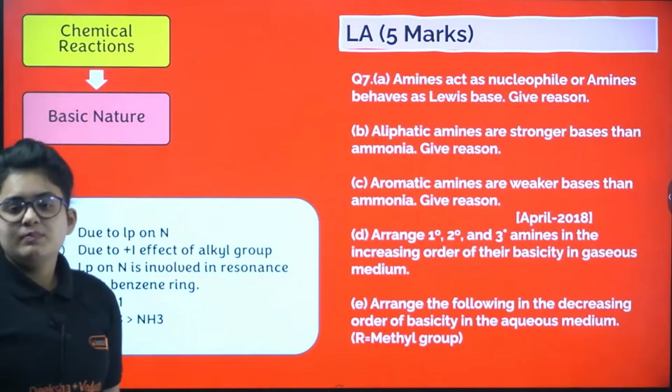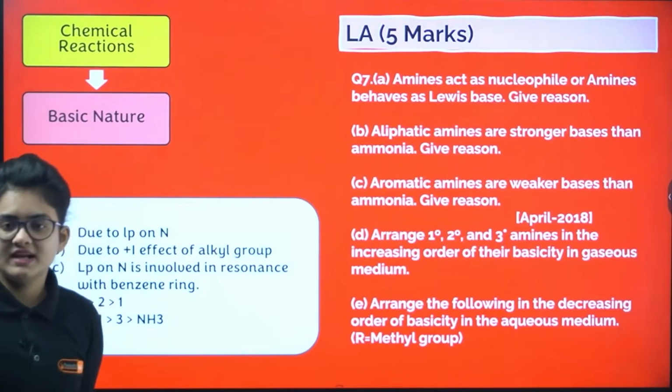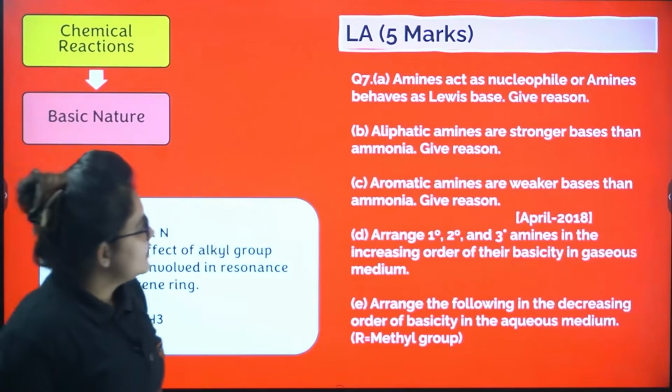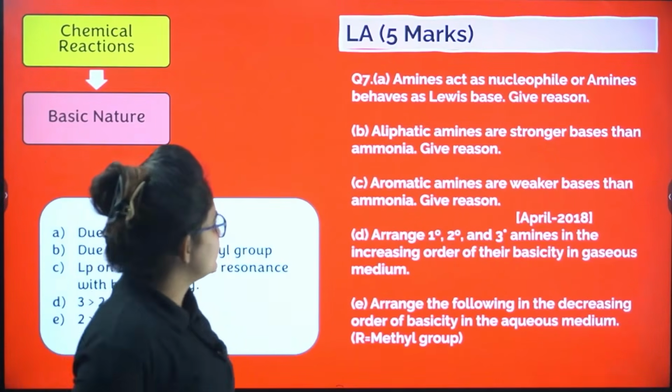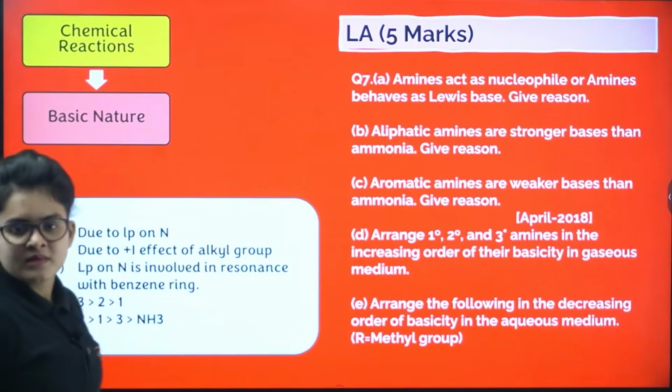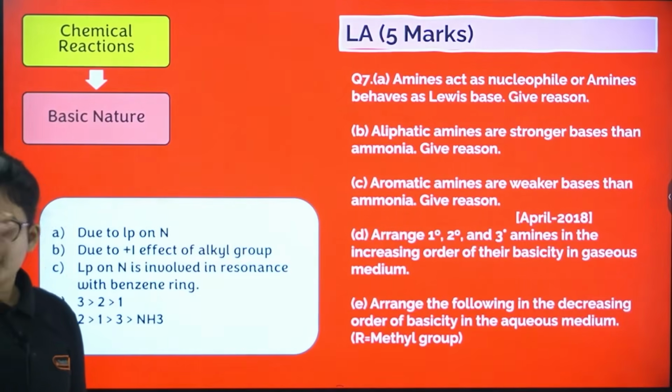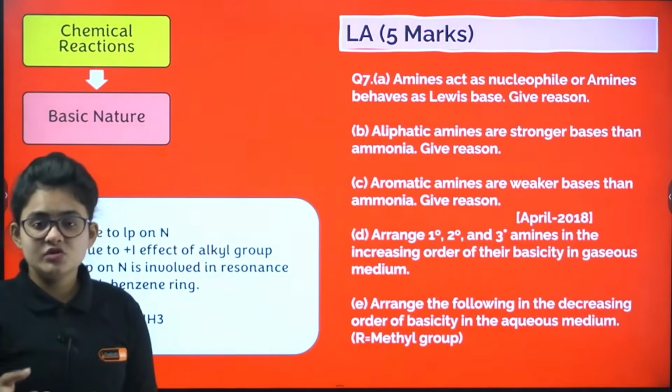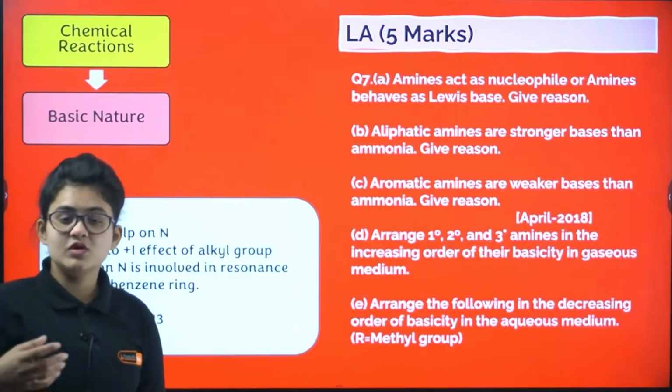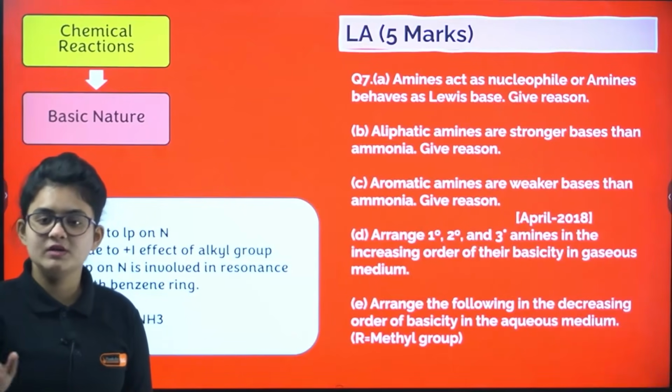Next, aliphatic amines are stronger bases than ammonia. So this is basically the plus I effect of the alkyl group. Next, aromatic amines are weaker bases than ammonia. This is because the lone pair of nitrogen takes part in resonance with the benzene ring. That's why the lone pair is not available for donation. That's why it is a weak base.